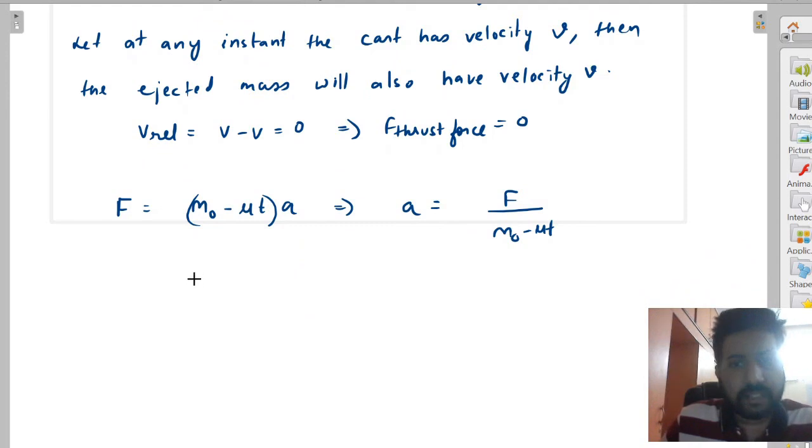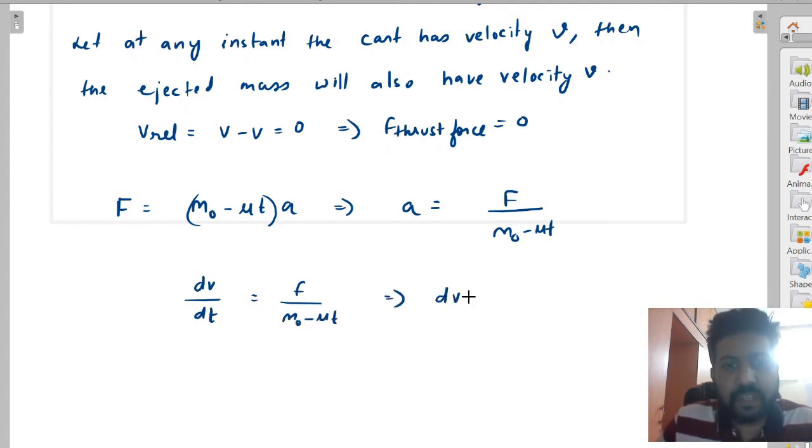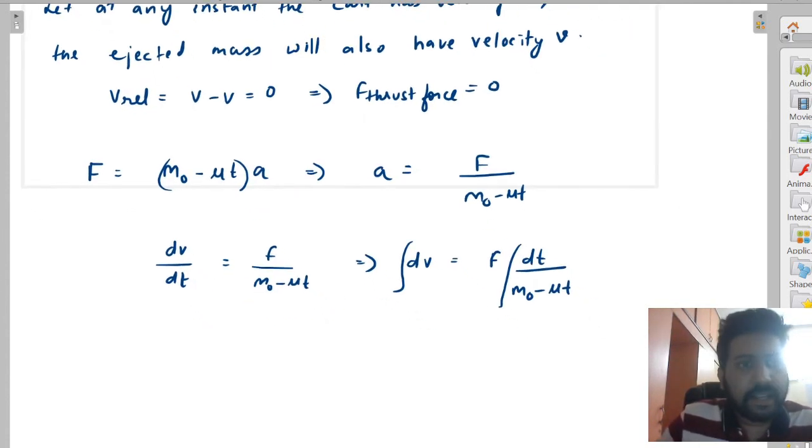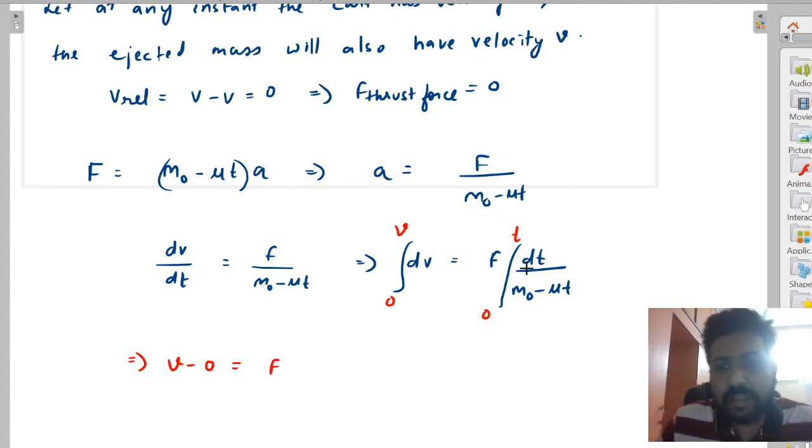Now it's just kinematics. So you can say that acceleration, dv by dt, is equal to F upon (m naught minus mu t). So dv is equal to F dt upon (m naught minus mu t). So if you integrate, at t equal to 0, the velocity is 0. At t equal to any time t, we need to find the velocity. So you will write v minus 0 is equal to F times minus 1 by mu ln (m naught minus mu t), integrated from 0 to t.